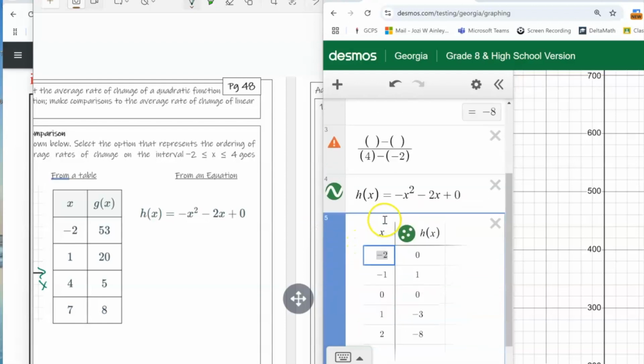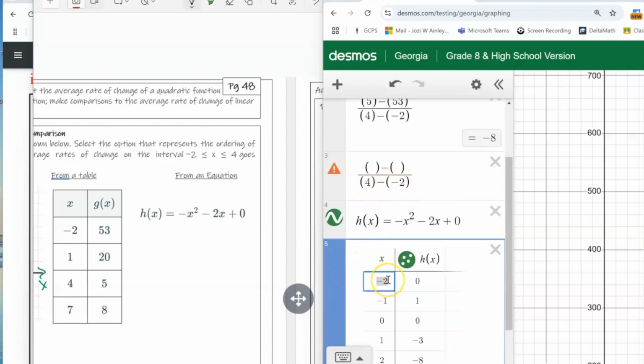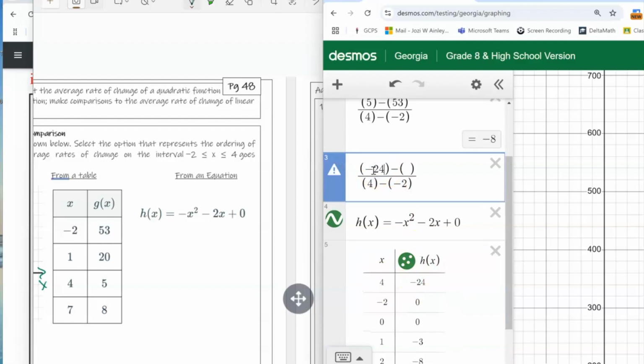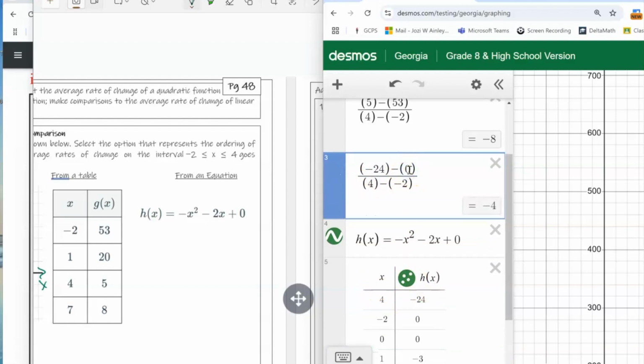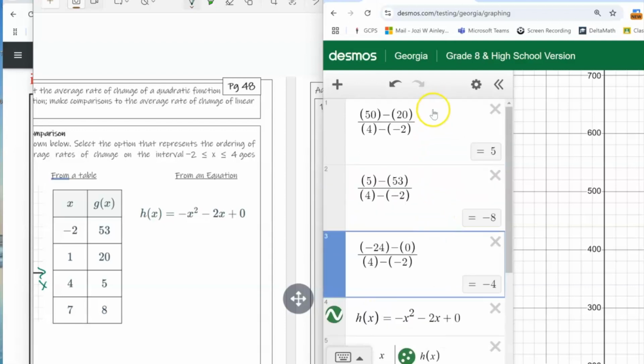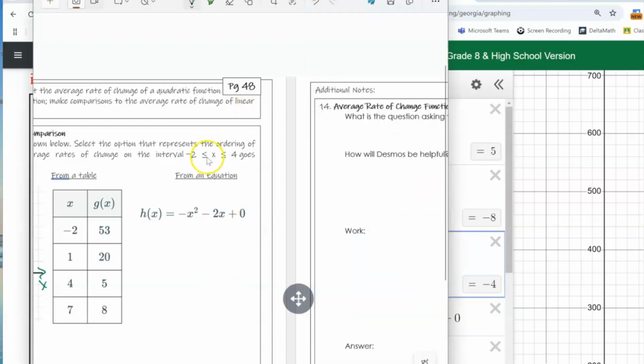Now, what am I looking for? I'm looking for 4 and -2. So I'm just going to type 4. Okay, maybe highlight it. 4, and then come to this one and type -2. Boom, I got it right there. 4 goes with what? -24. Put it in my formula. -2 goes with what? 0. Put it in my formula. So here's my average rate of change in a row. So in this question, please don't skip it saying, oh, you know, it's a lot of work.